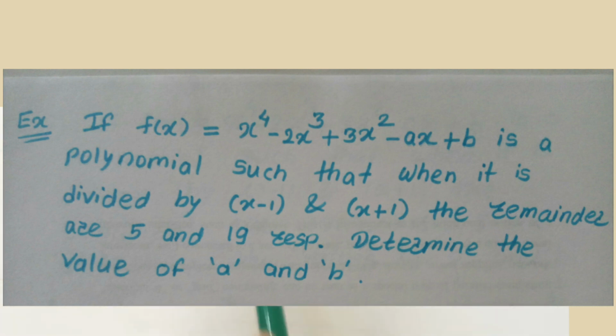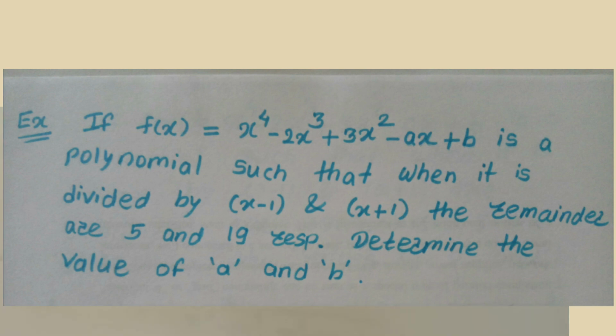This question says that if we divide this polynomial by x minus 1, then we get remainder 5. Similarly, if we divide this polynomial by x plus 1, then we get remainder 19. This condition is given in the question, and with the help of these conditions, we have to find the values of a and b. How to solve this question? Here I will explain how easily we get the values of a and b.